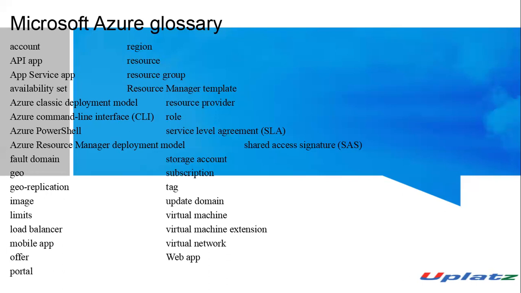Then we have image. It is a file that contains the operating system and application configuration that can be used to create any number of virtual machines. In Azure, there are two types of images, VM image and OS image. A VM image includes an operating system and all disks attached to a virtual machine when the image is created. An OS image contains only a generalized operating system with no data disk configurations.